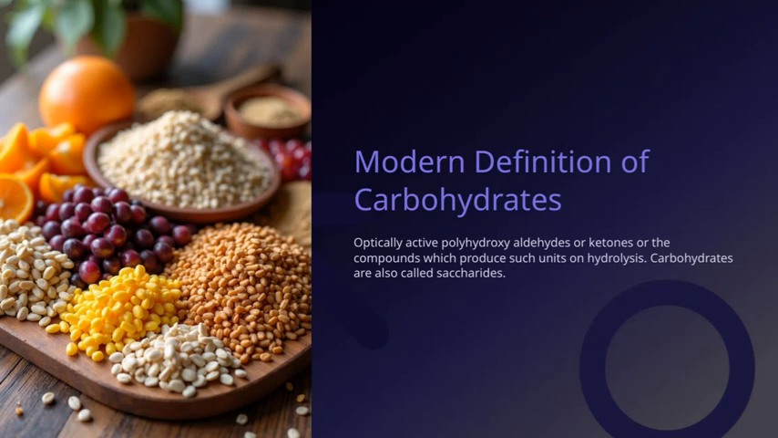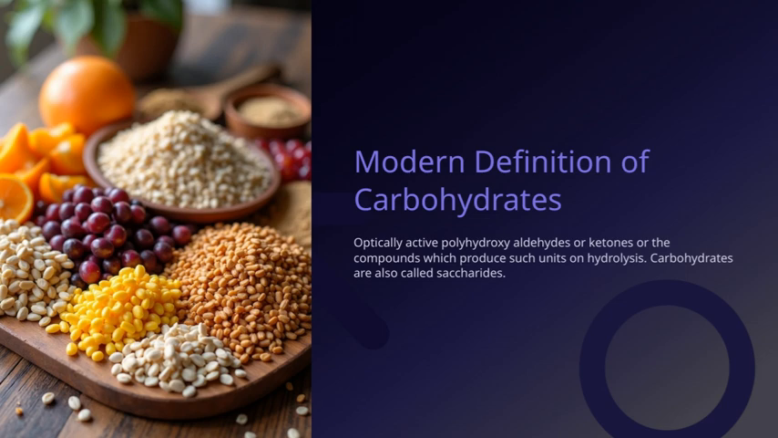Let's take a closer look at what carbohydrates are. Essentially, they are compounds that include optically active polyhydroxy aldehydes or ketones. These are molecules that have multiple hydroxyl groups attached, and they can be either aldehydes or ketones. Importantly, some compounds produce these units when they undergo hydrolysis, meaning they can break down into simpler carbohydrate units. Carbohydrates are also commonly known as saccharides, which you might have heard before.